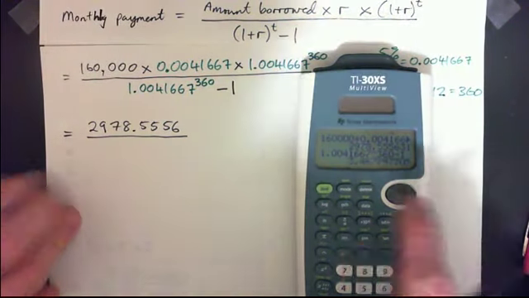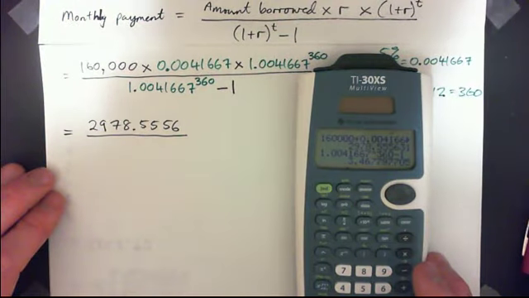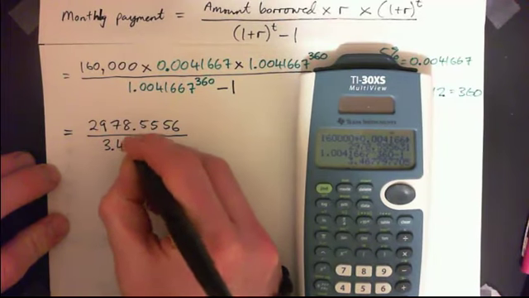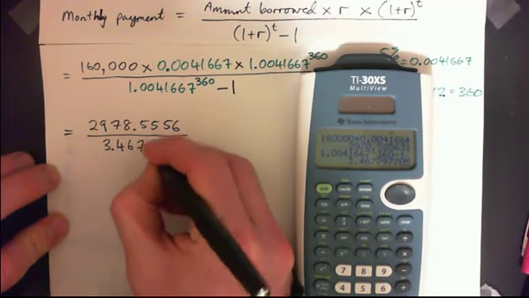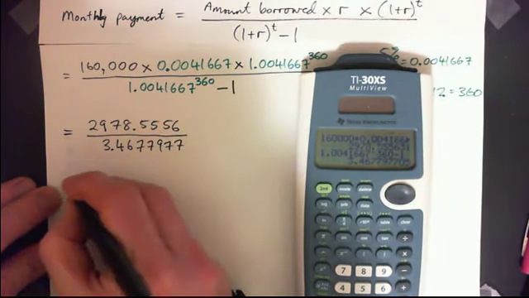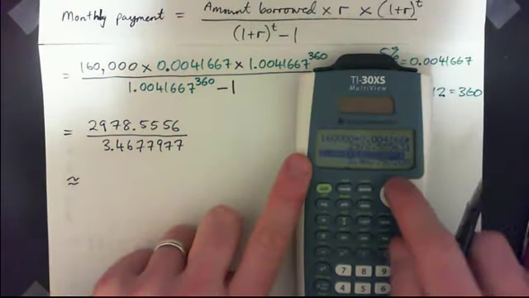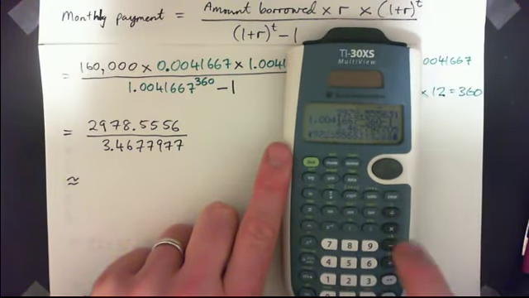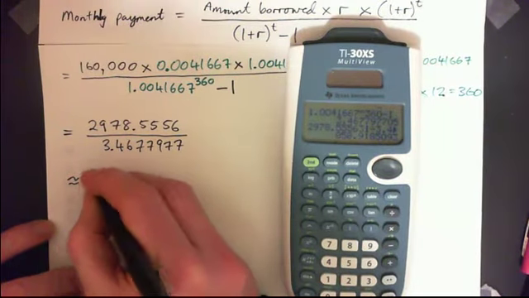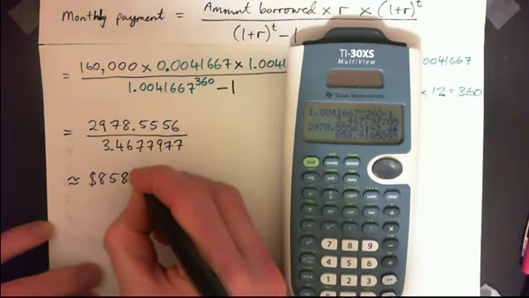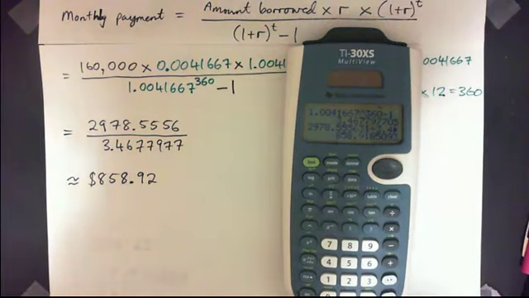Okay, so your bottom number should be 3.4677, right? And so that should give us approximately, so I'll take that top number and divide by the bottom, 3.4677977, approximately 858.92. So that's approximately what your monthly payment should be.